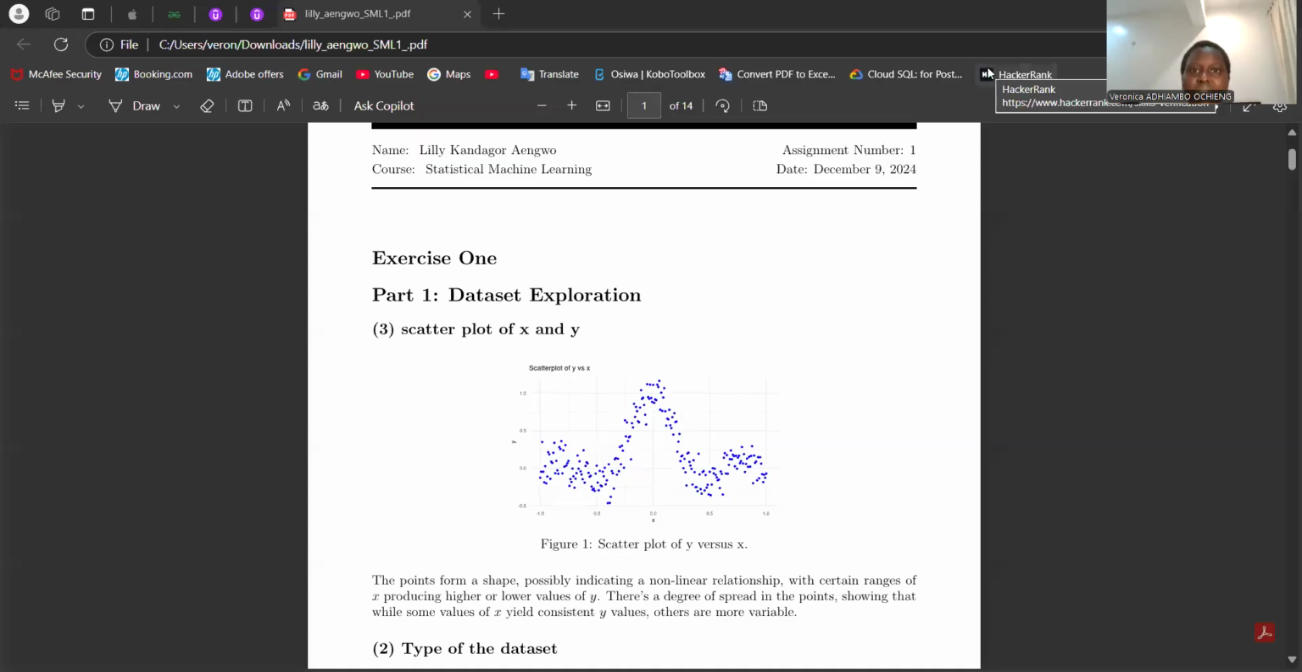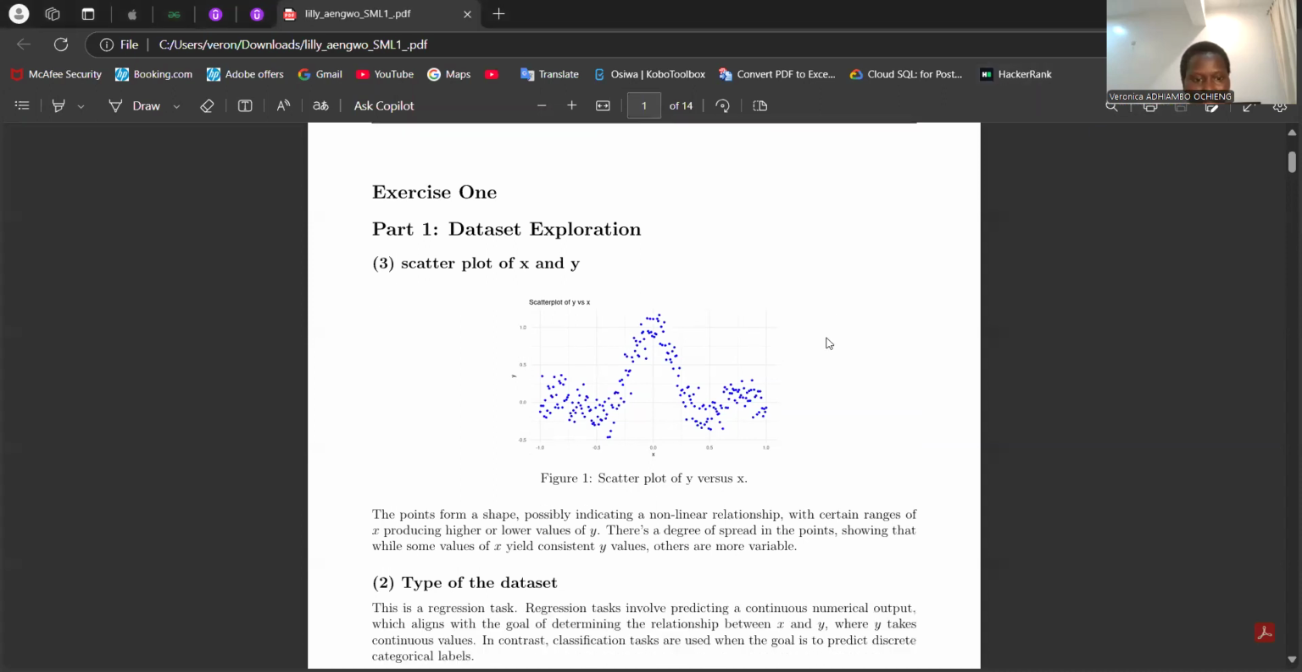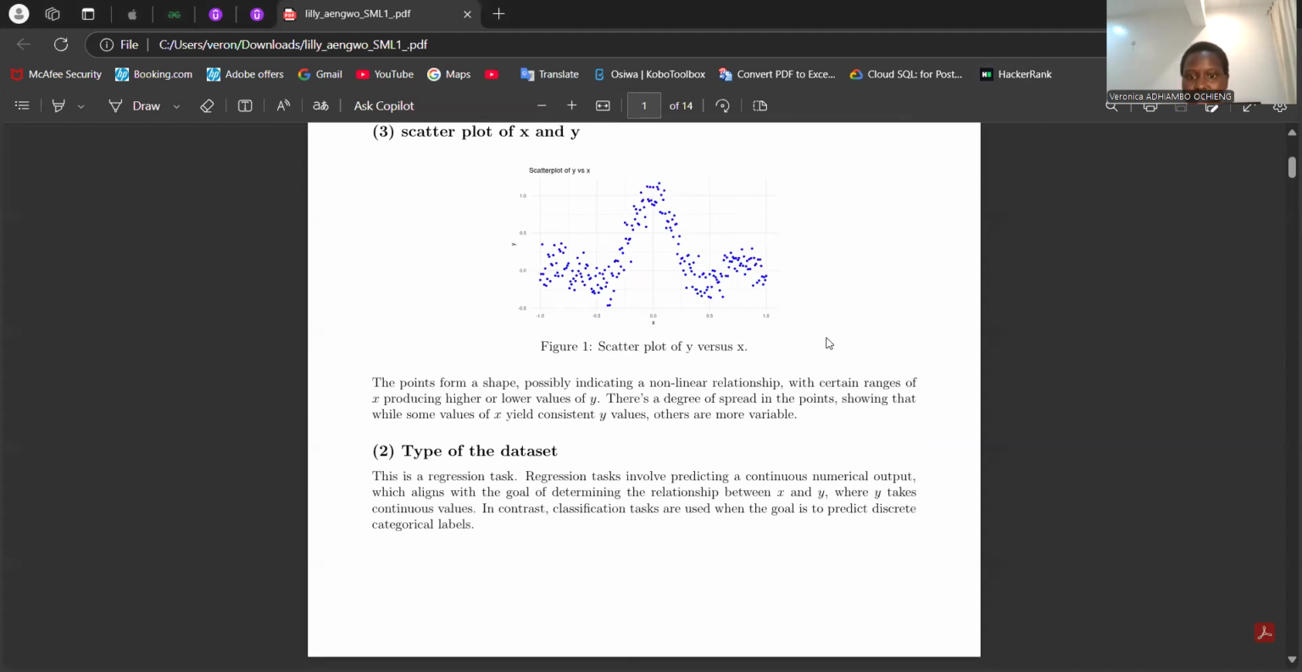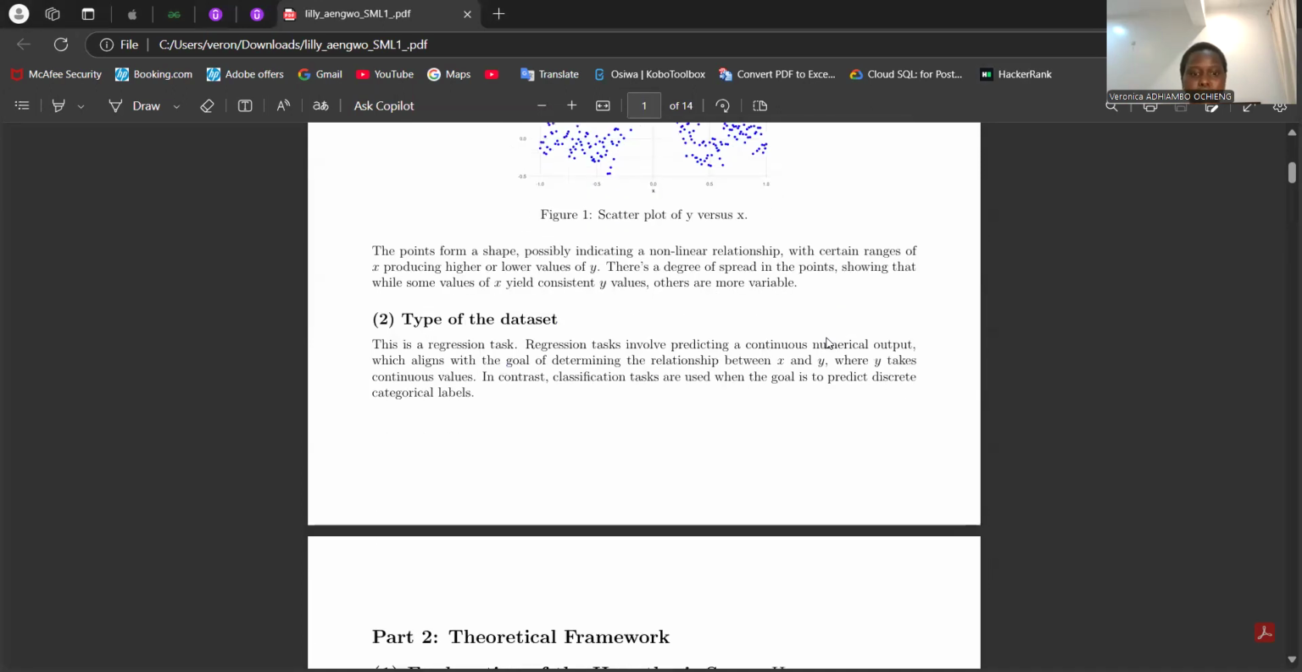Hello, my name is Lily Kandakoraengo, and I'll be presenting an analysis of a statistical machine learning task based on a dataset involving a regression technique. I plotted a scatter plot of X and Y, and it possibly indicates a nonlinear relationship. Checking the type of the dataset, my dataset was a regression since I had a continuous numerical output.